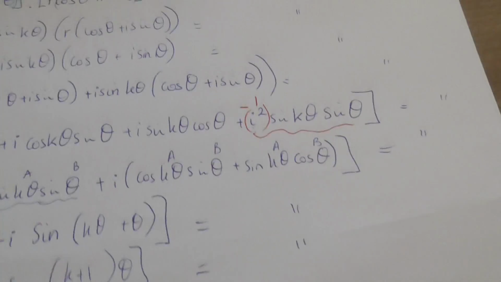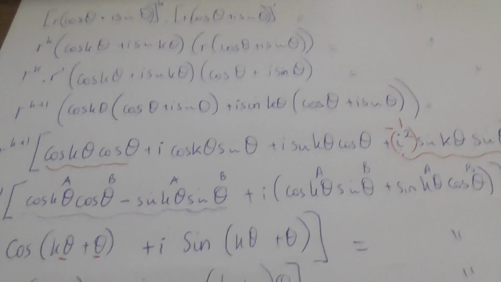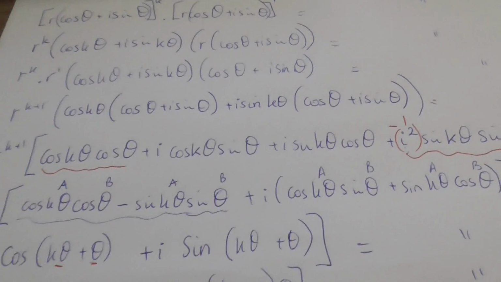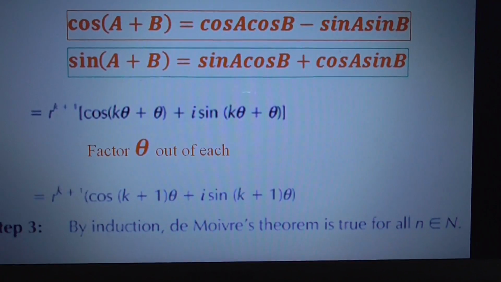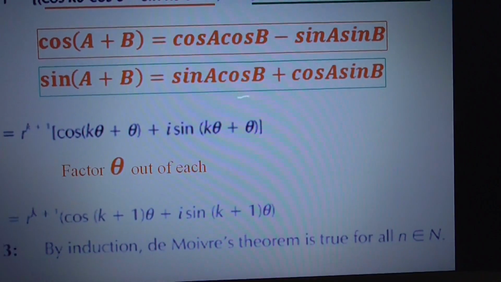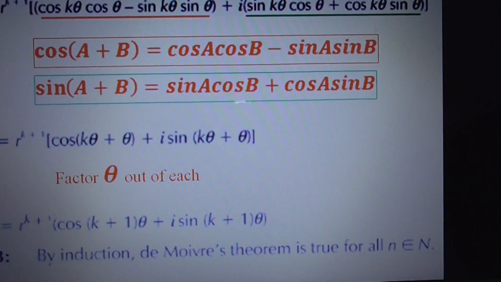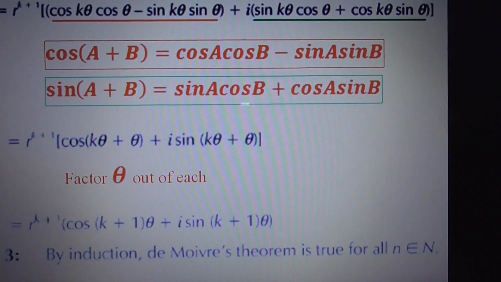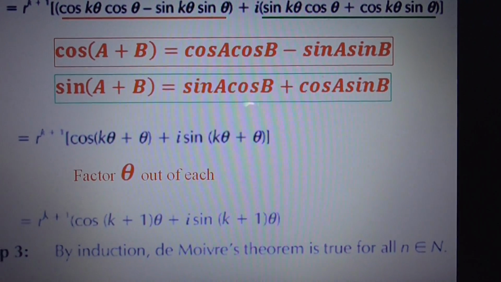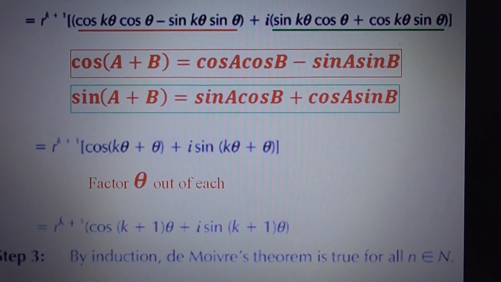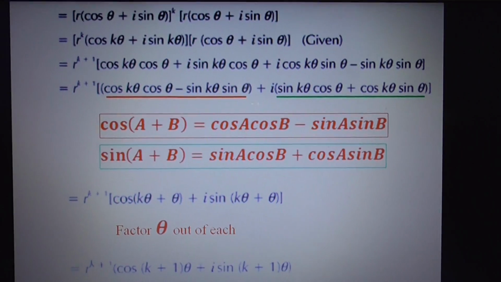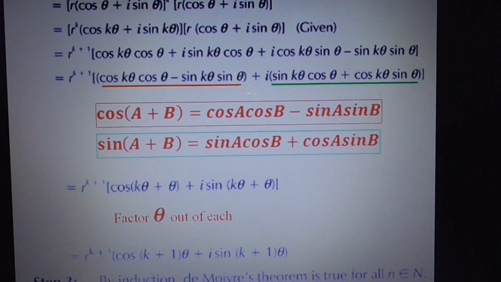Last step then, don't forget your conclusion. You showed it was true for n equal to 1. You assumed it was true for n equal to k. You have now proven that it is true for n equal to k plus 1. So your conclusion, make sure you have it. Therefore, by induction, de Moivre's theorem is true for all n an element of the natural numbers, because we already proved it's true for n equal to 1, we assumed it was true for n equal to k, and therefore by induction, it is true for n equal to k plus 1, for all n an element of the natural numbers. So that is your proof by induction of de Moivre's theorem for natural numbers.